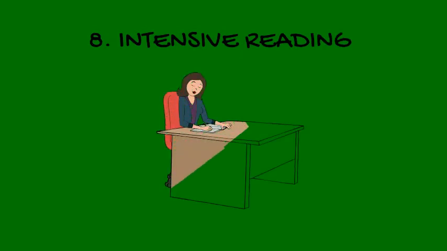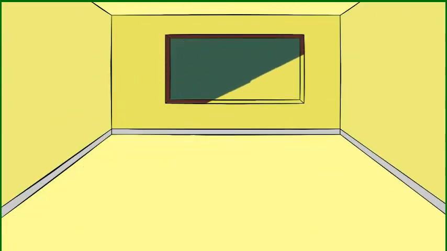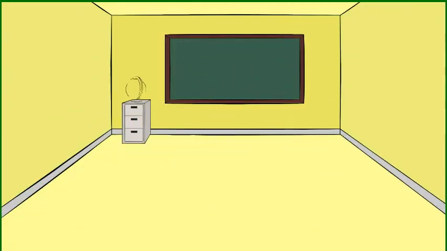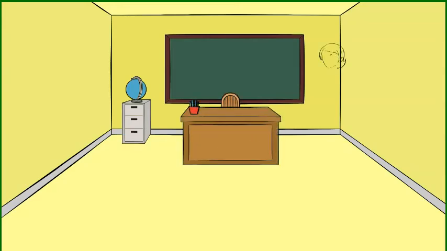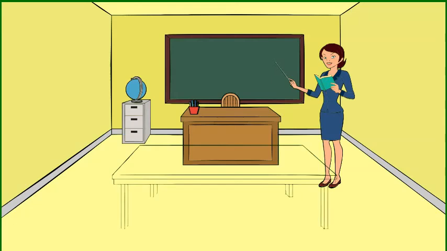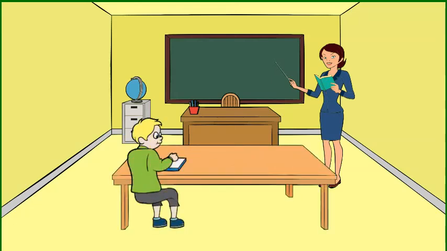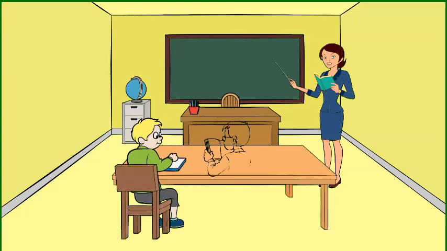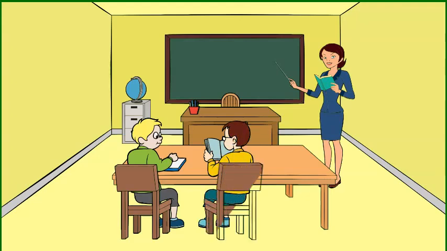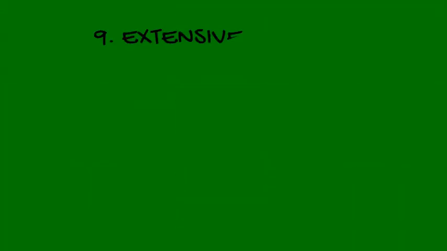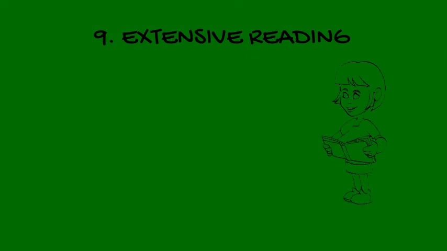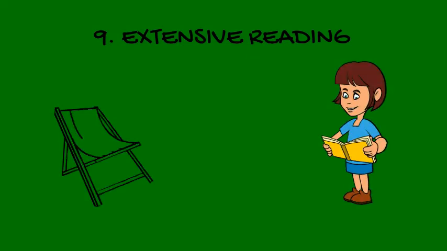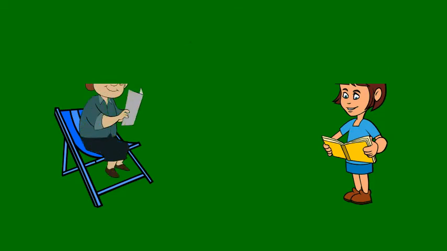Now, number 8, intensive reading. When you practice intensive reading, your students will focus on the linguistic or semantic details of a passage. It calls for attention to grammatical forms and discourse markers. An example of this is when you say, from the reading, select all the verbs that are in past participle. Number 9, extensive reading. That is free reading for pleasure. This kind of reading is normally performed outside the class.